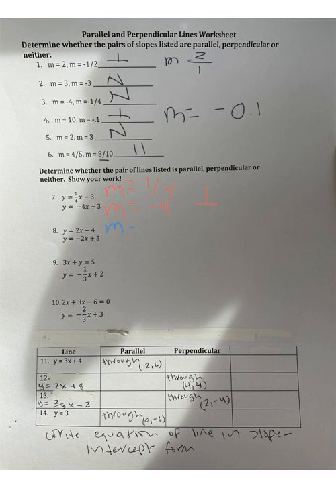Next one here, we have 2x minus 4. So the first one, the slope is 2. The second one, the slope is -2. Then we have an opposite, but we don't have a reciprocal. So that's neither.